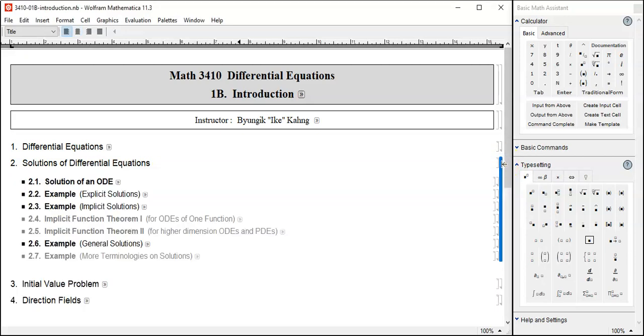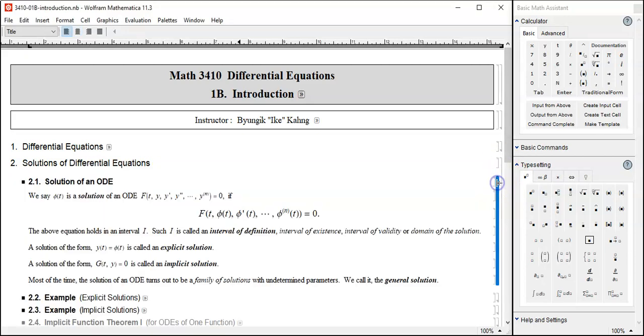Here, we are going to analyze solutions. What do you mean by a solution? A certain expression of t is called a solution if that expression satisfies the given differential equation. You see, whatever that expression is, plug that into y, and then all those derivatives accordingly, and if it satisfies the original equation, then it is called a solution.